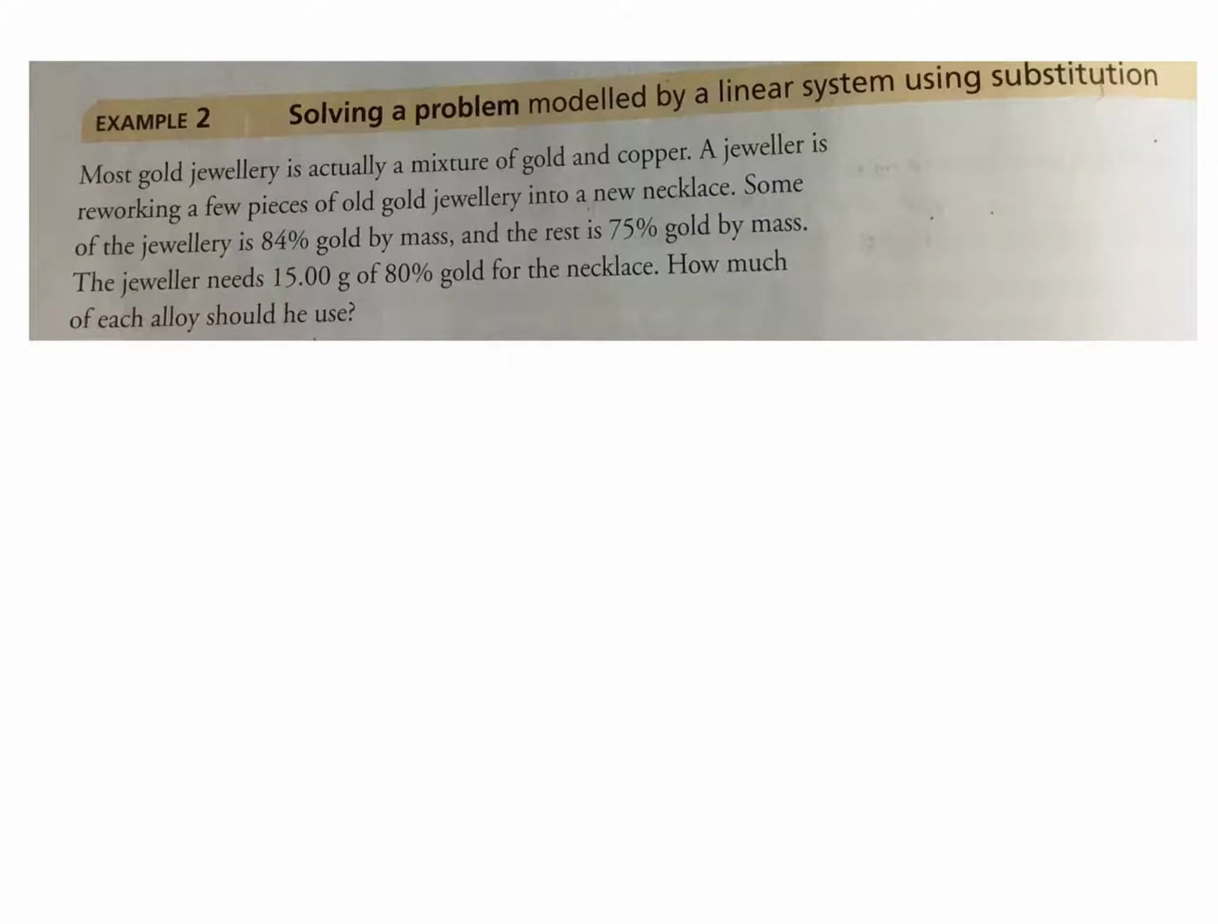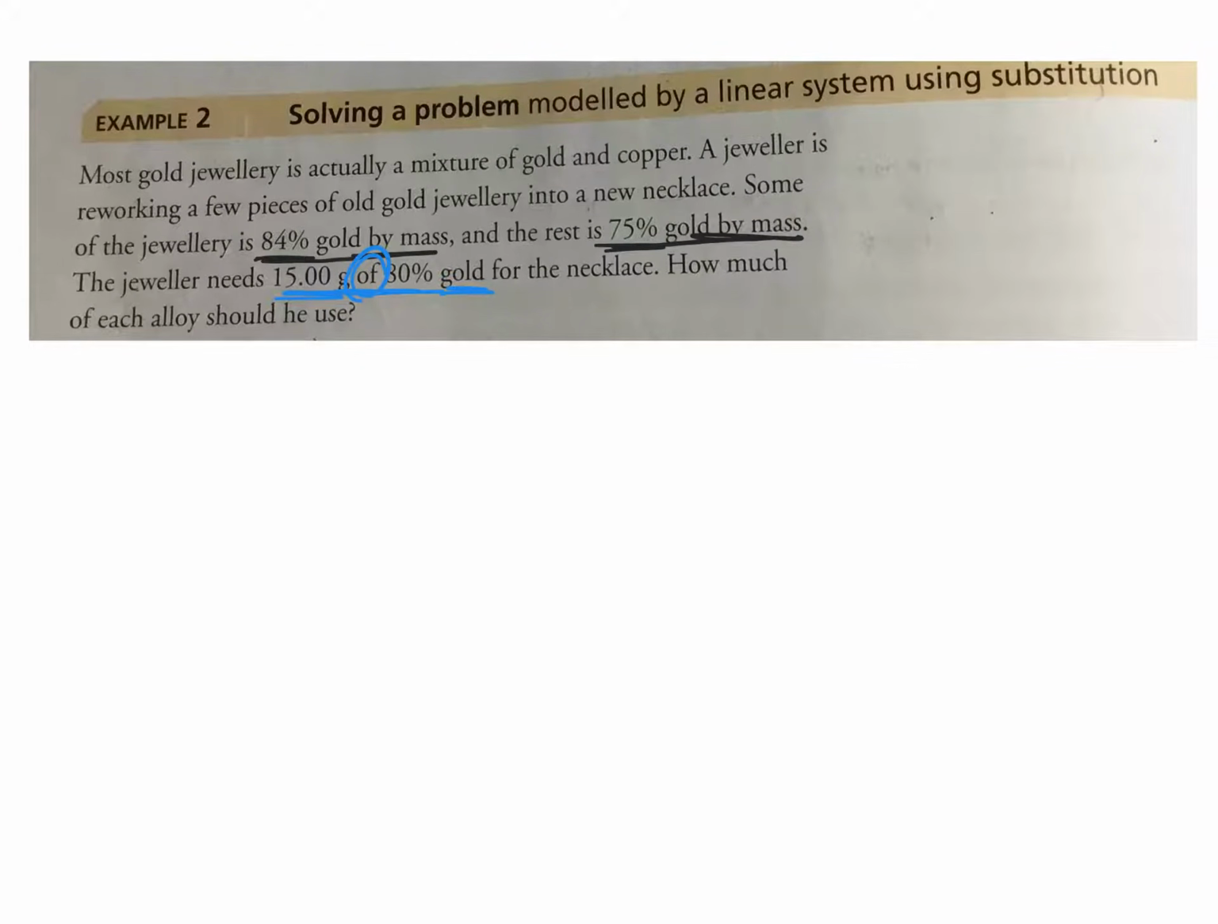Okay, so think about this. In this question, they're making jewelry. Let's underline some important information. Some of the jewelry is 84% gold by mass, and the rest is 75% gold by mass. The jeweler needs how much? A total of how many grams? 15 grams of 80% gold.